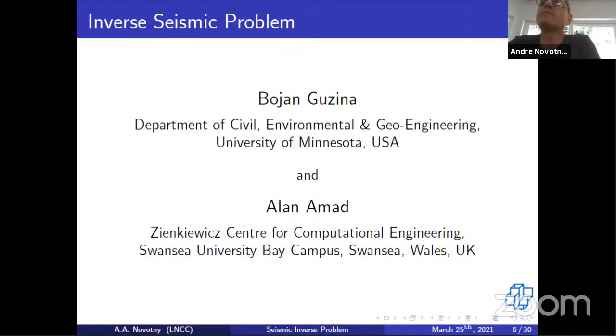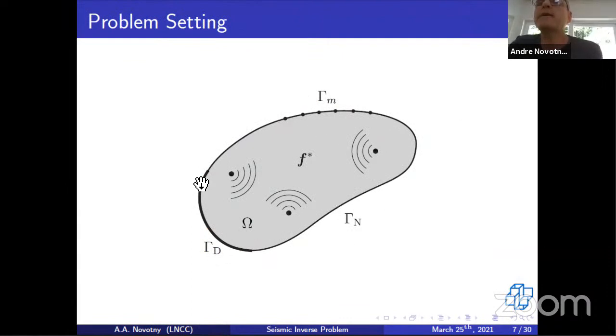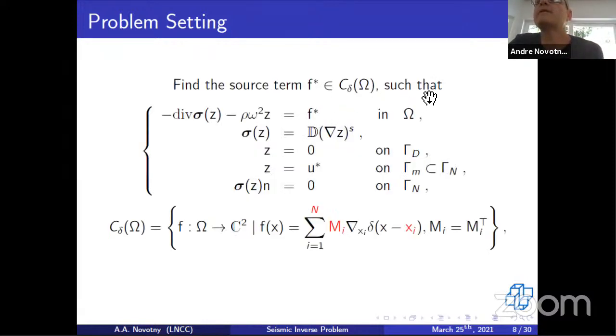This is joint work with Professor Guzina and Alan. Alan is a former student. So here we have an elastic body clamped somewhere with a free boundary, and there are some microfaults occurring in time, denoted by F star, and we assume that we can measure the displacement on the boundary. We have access to some pointwise measurements of the displacement on this Gamma m. So the inverse problem reads as follows. We want to find F star, the set of microfaults, which is the solution to this over-determined elastodynamic problem.